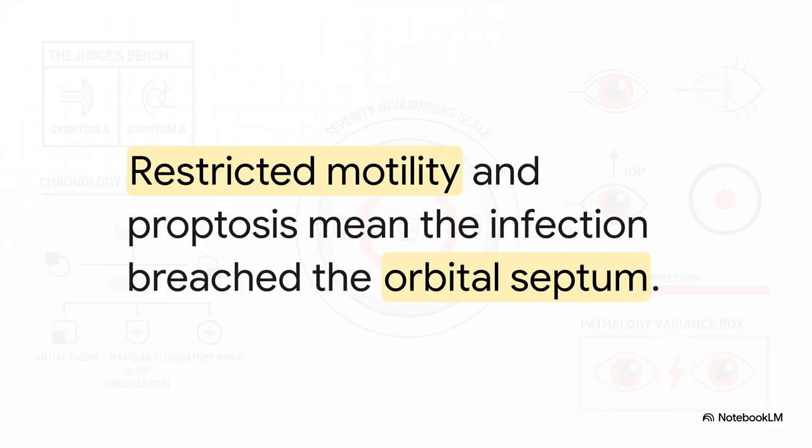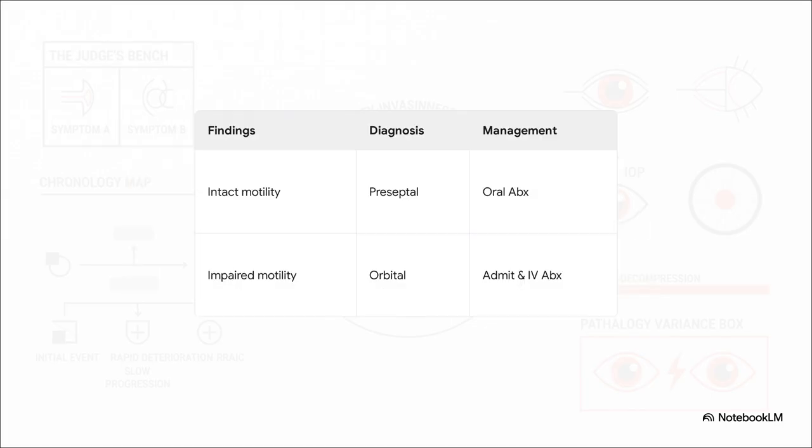I'll ask you point blank, what singular physical exam finding dictates whether a patient goes home with an oral prescription or goes straight to emergency surgery? The deciding factor is extraocular muscle impairment and proptosis. Restricted eye movements, diplopia, and decreased visual acuity, those are your ultimate red flags confirming that the infection has officially breached the orbital septum. Let's see how this escalates chronologically based on severity.